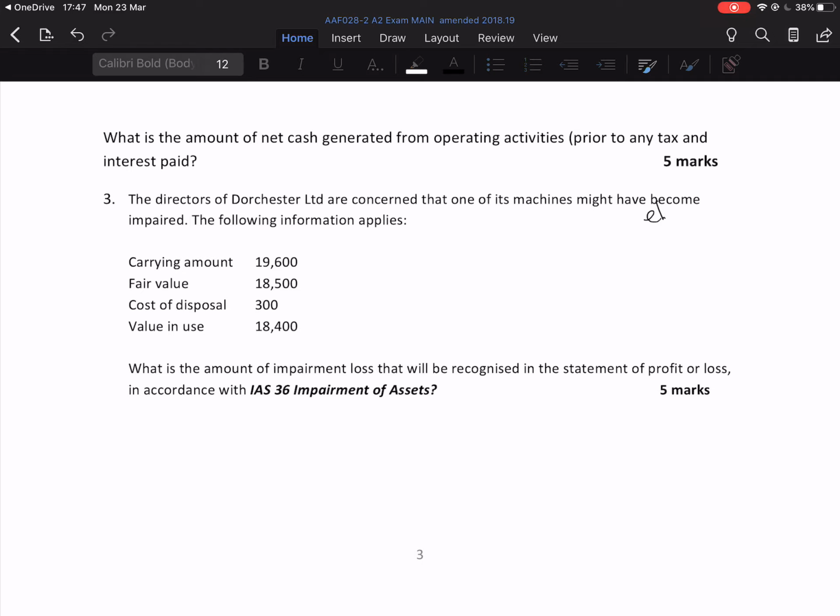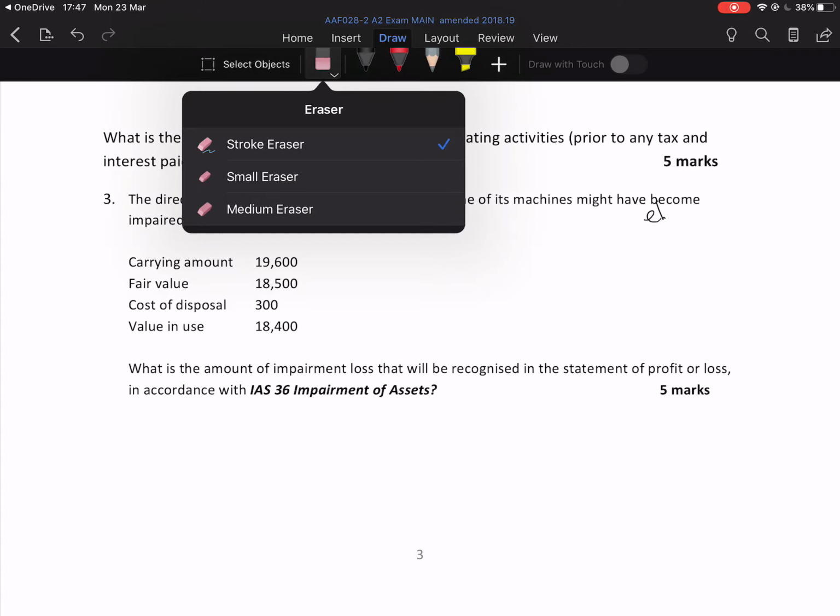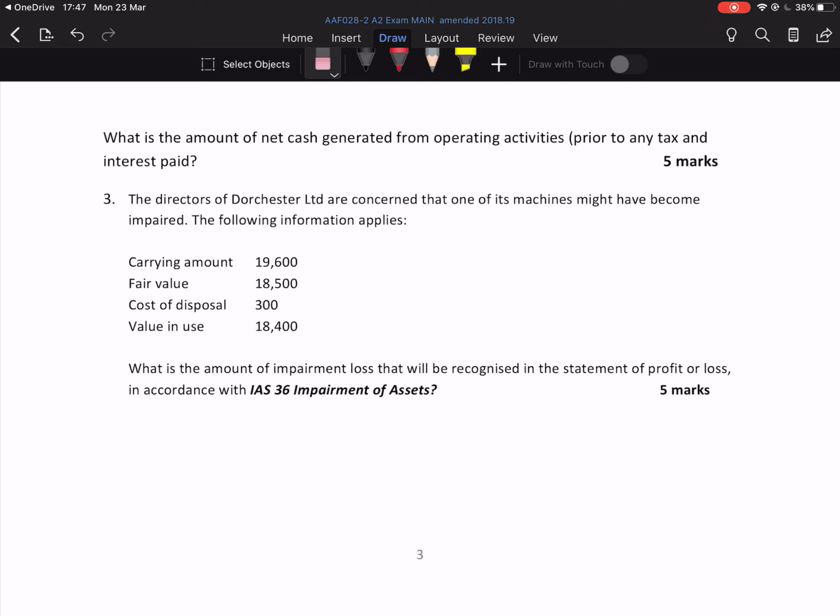The other term that I'll remind them of is what we call the recoverable amount, and that's something that we're going to have a look at through this particular question. I'll just get rid of that bit of pen from before. So in essence, it said the directors of Dorchester Limited are concerned that one of its machines might have become impaired.